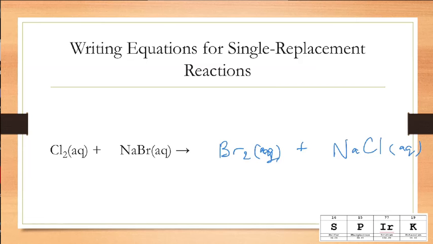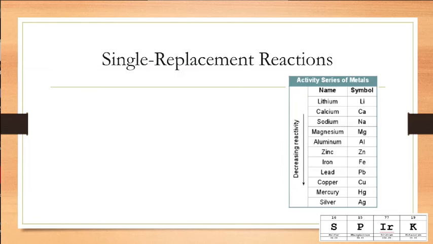And so now we need to think about balancing this equation as well. So we have 2 chlorines on the left, so we need 2 chlorines on the right. And we have 1 sodium on the left, but 2 on the right. So let's add our 2 here, which gives us 2 bromines on the left and now 2 bromines on the right. So this is our balanced equation.